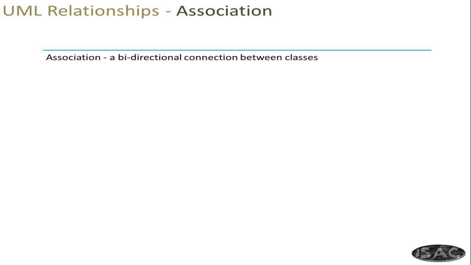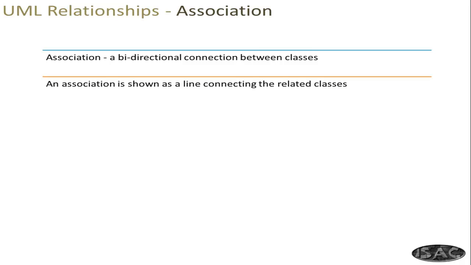Now, what is association relationship? Association relationship is a very simplistic relationship. It is bidirectional between the classes, and it is shown as a line connecting the related classes. So, it is very simple. An association relationship is shown as a line connecting the two related classes. The example of this we will see in the following UML diagrams.